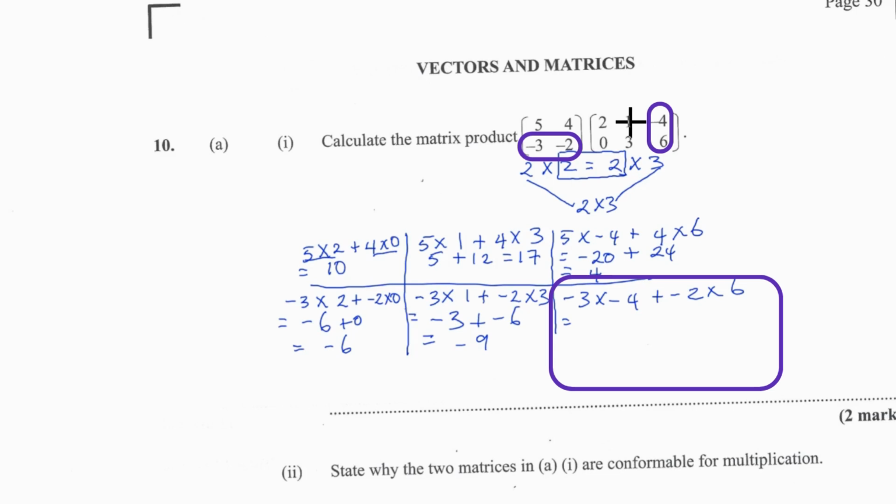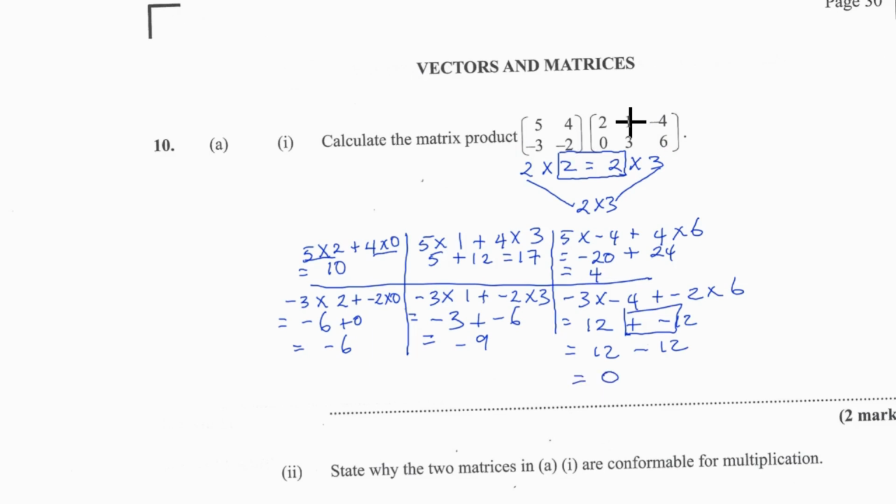We have minus 3 by minus 4, which is equal to positive 12, because a minus by a minus would give you a plus. And then I'm going to be adding that to minus 2 by 6, which is minus 12. So this is 12 minus 12, and that gives me 0. So then I have my final answer here.